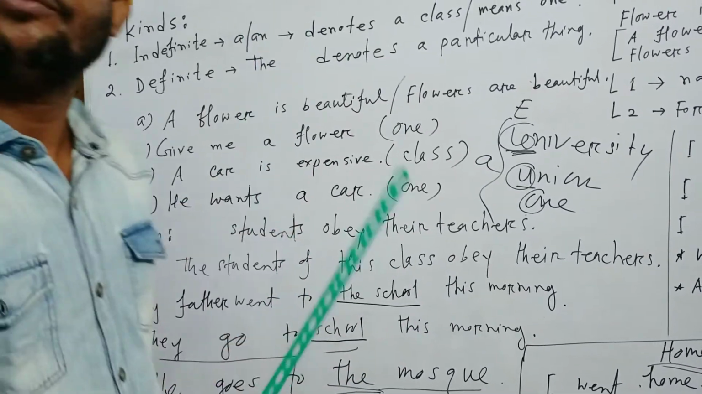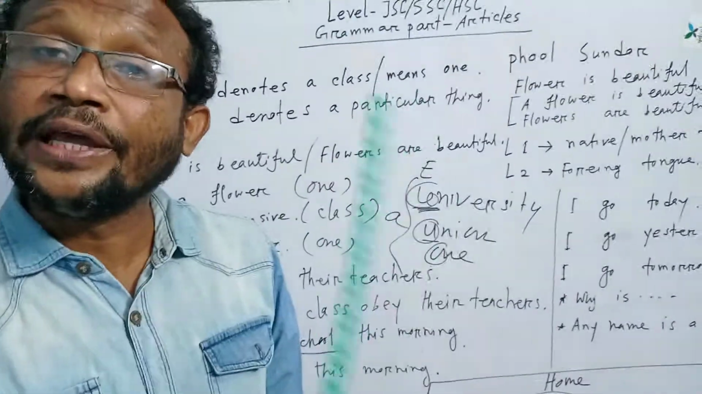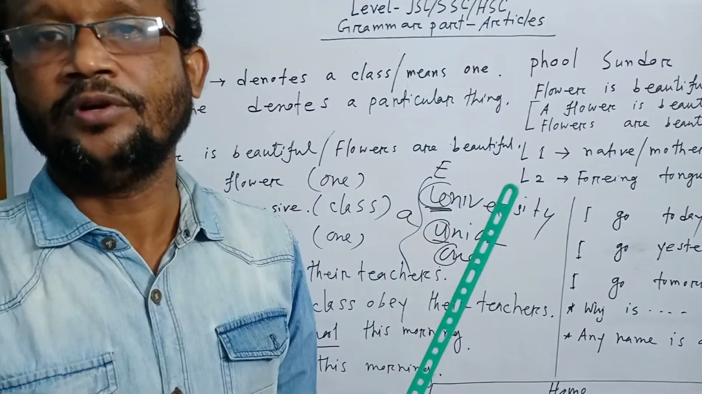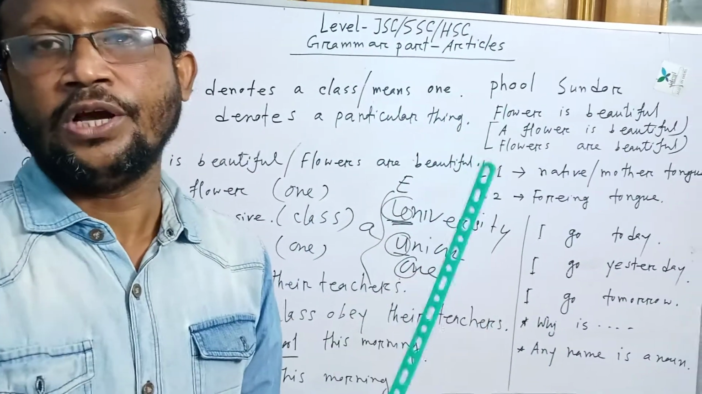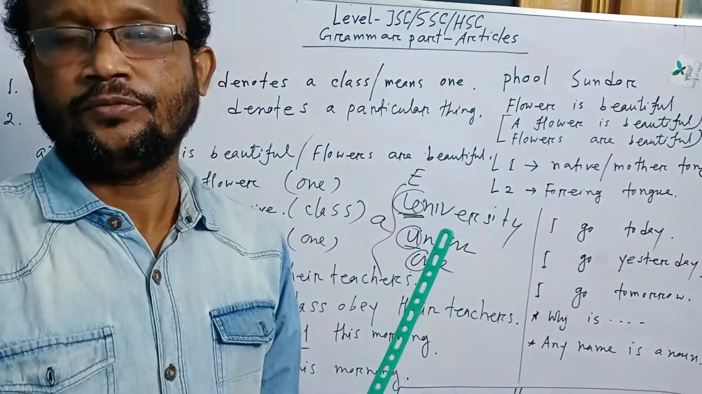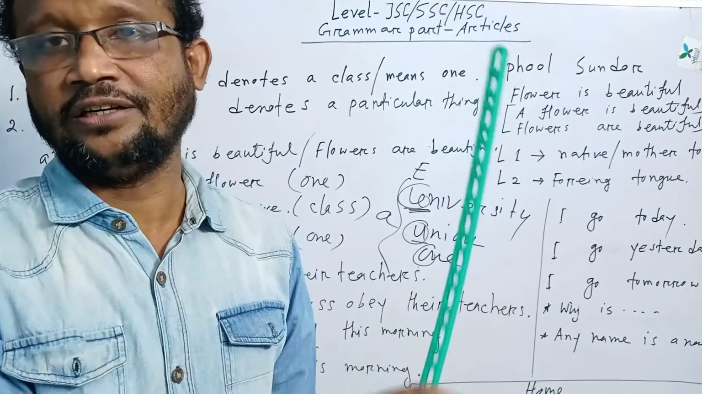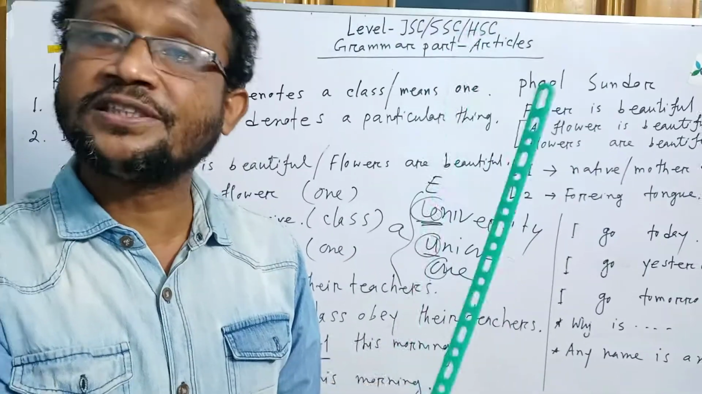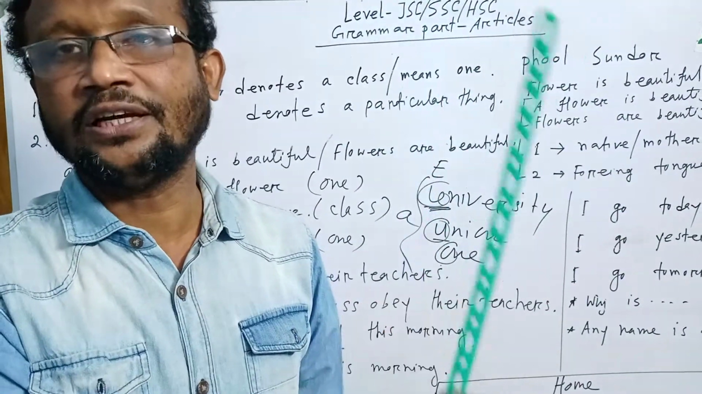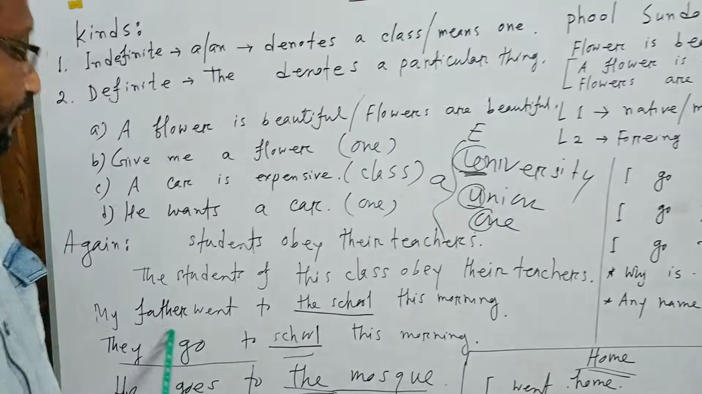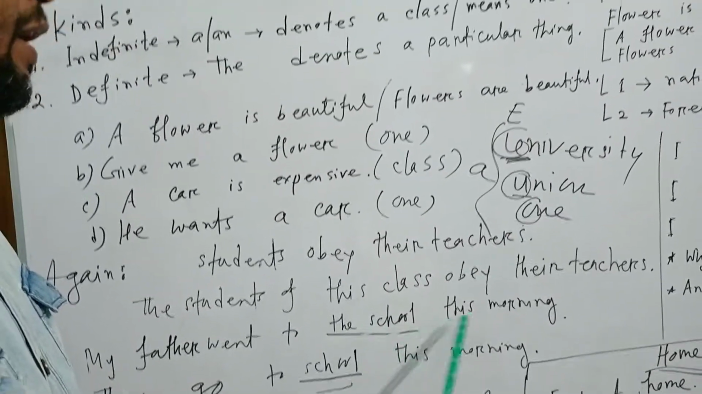Their class name. School, church, mosque. These are class names. But when we use articles before them, you see, if anybody visits this place for the primary purpose, we don't need to use an article. But whenever a person visits this place for another purpose, we have to use the article the. For example, my father went to the school this morning.